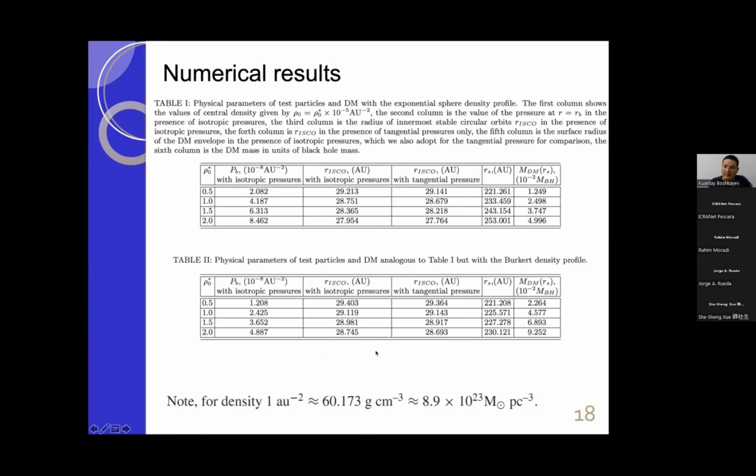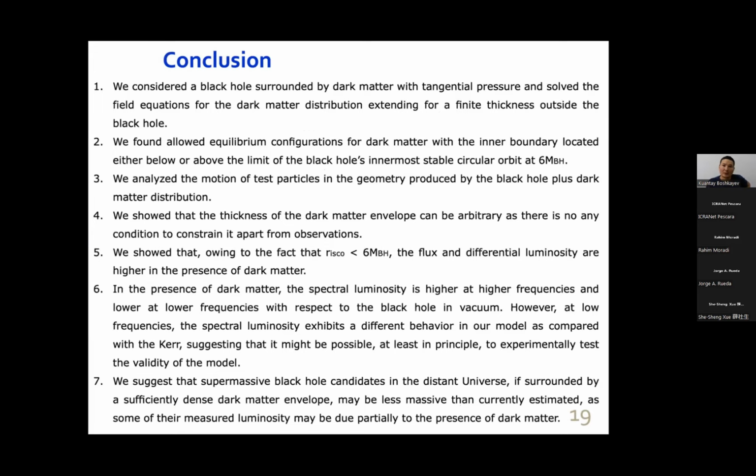So in the conclusion, I would like just to mention that the main objective of this talk was to see how dark matter affects the luminosity of accretion disk around static black hole. We showed that the ISCO radius in the presence of dark matter will be different from six black hole mass as in the case of Schwarzschild black hole. We also analyzed the motion of test particles in this geometry and calculated the flux luminosity of the accretion disk. And we showed that owing to the fact that ISCO will be smaller than 6 black hole mass, the flux and differential luminosity will be higher in the presence of dark matter.